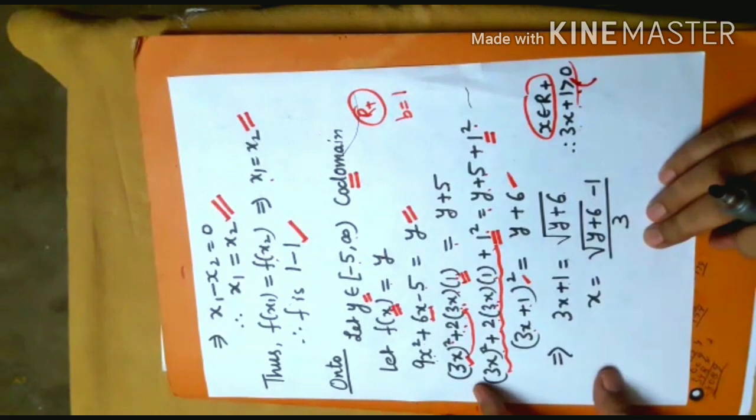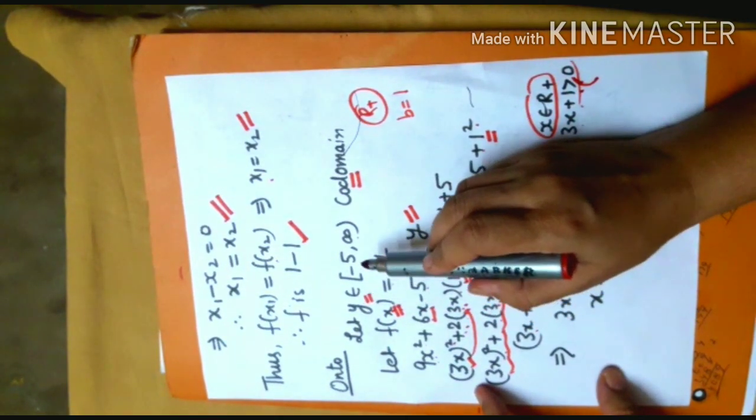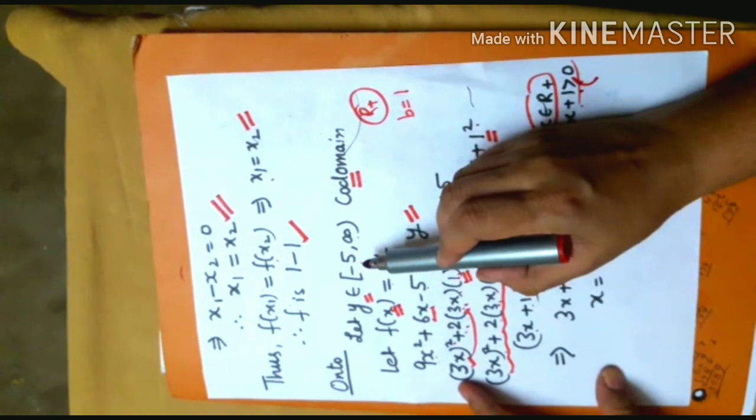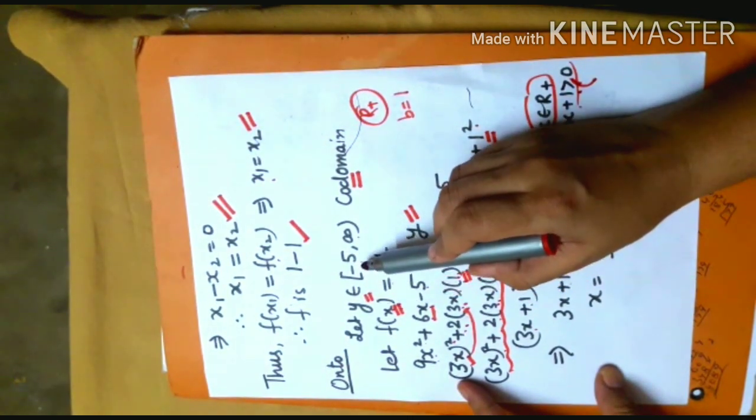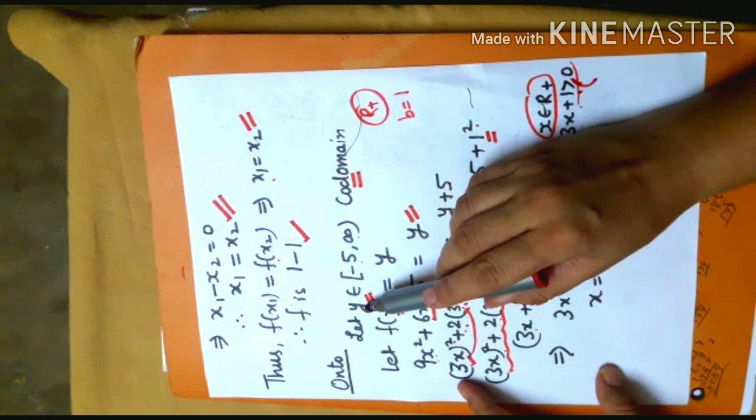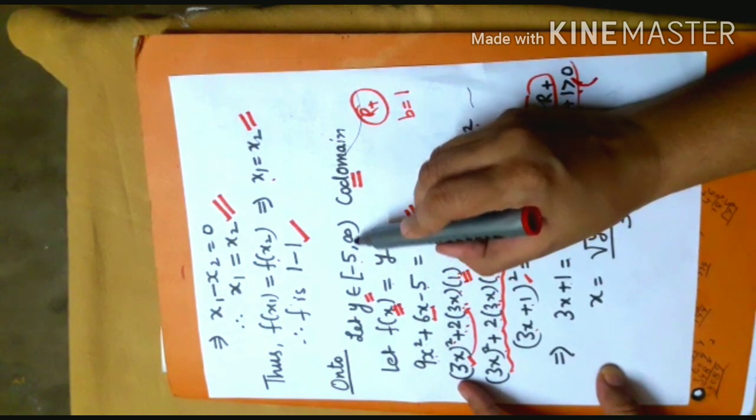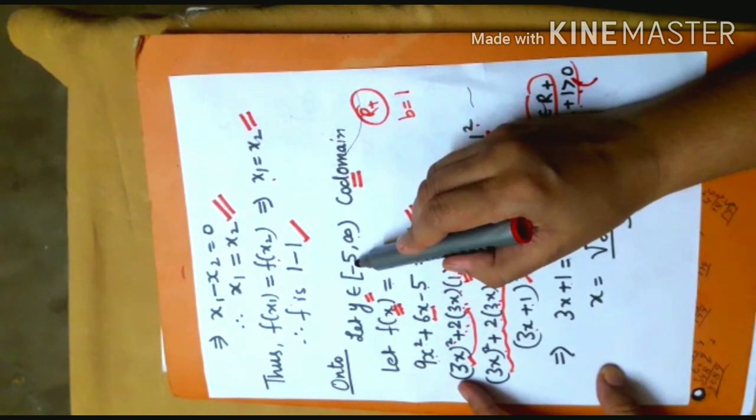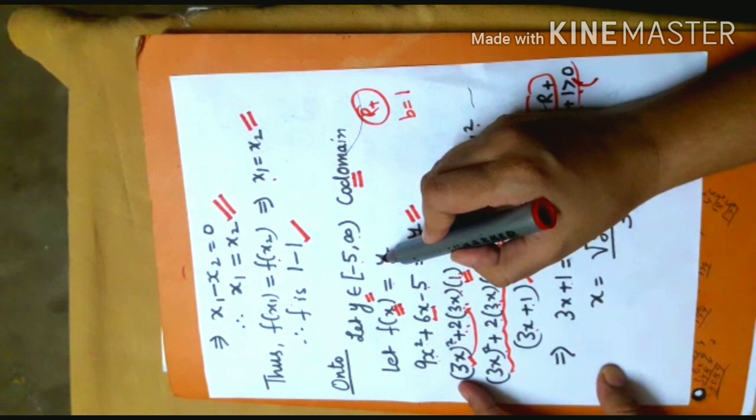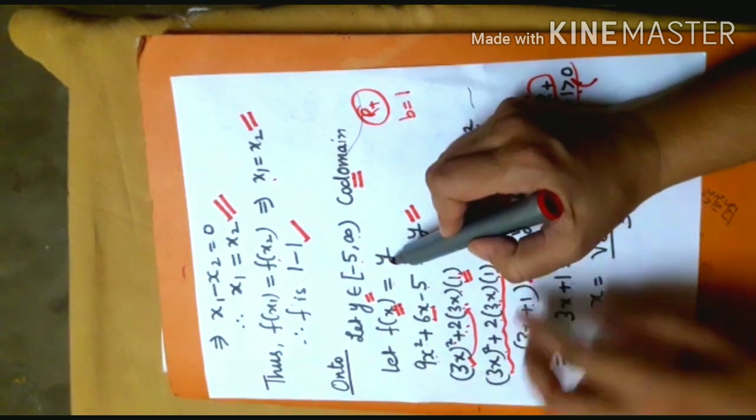Now I will show that the function f is onto. For that I have to show that every element in the codomain has a pre-image in the domain. So I take any element y in the codomain, which is the interval minus 5 to infinity, closed at minus 5. Let the pre-image of y be x. That means f(x) is equal to y.